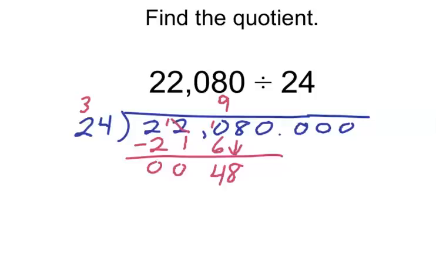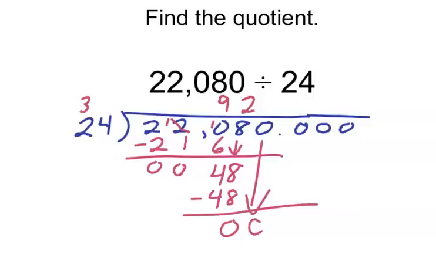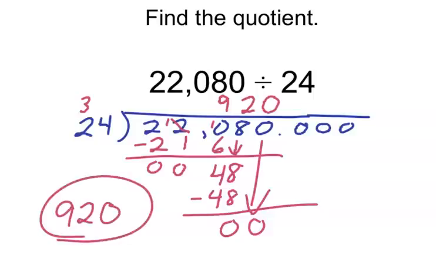Well, 24 times 2. 2 times 4 is 8. 2 times 2 is 4. Subtract that. Becomes 0. Bring down a 0. How many times does 24 go into 0? Obviously, 0 times. All right, so the answer is 920. That would be the quotient.